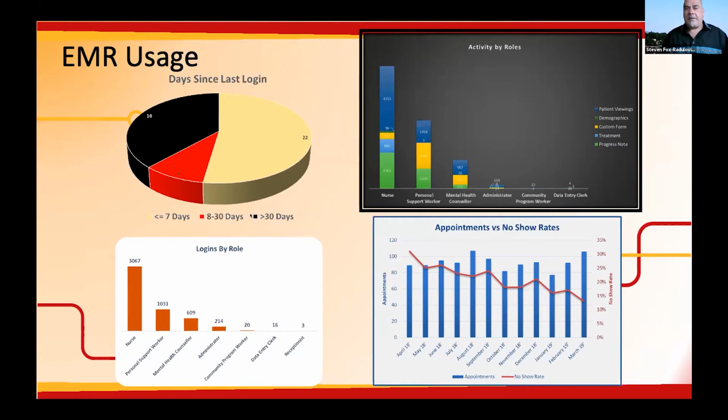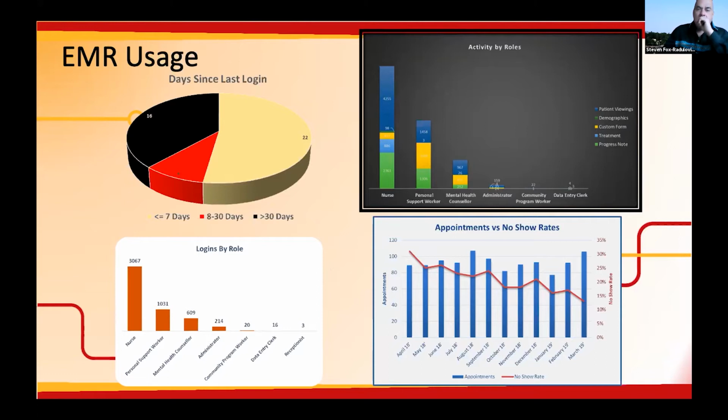and it gives you an idea of what type of charting they're doing. And the top 3 or 4 always tend to be patient viewings. You look at the chart, demographics, custom forms, and progress notes and treatment. Progress notes are fairly common.